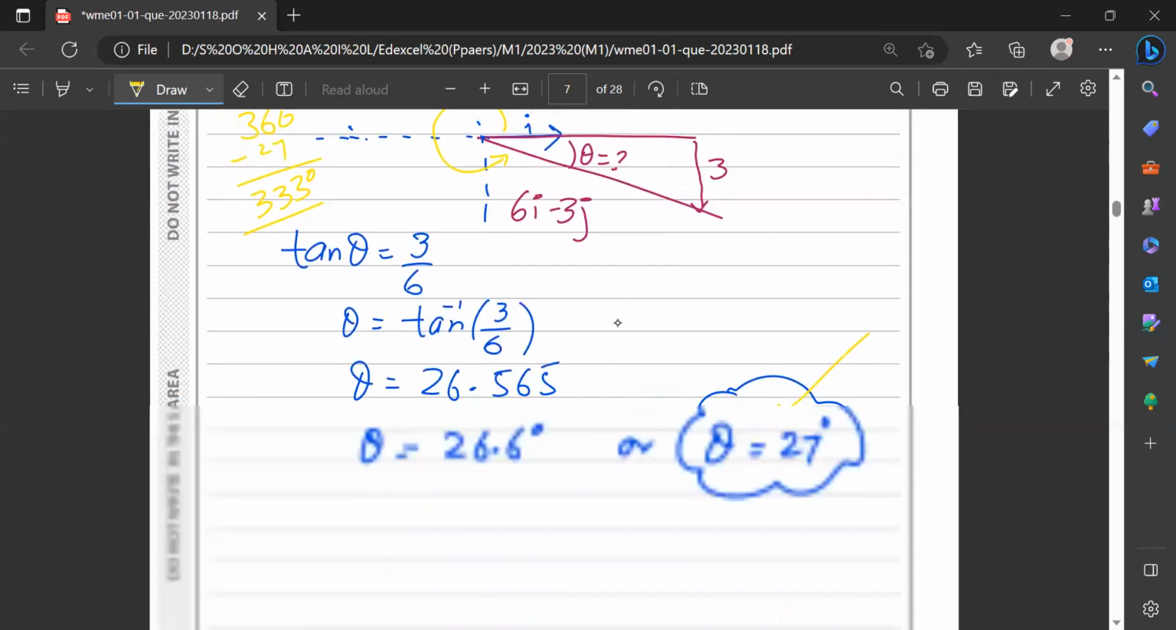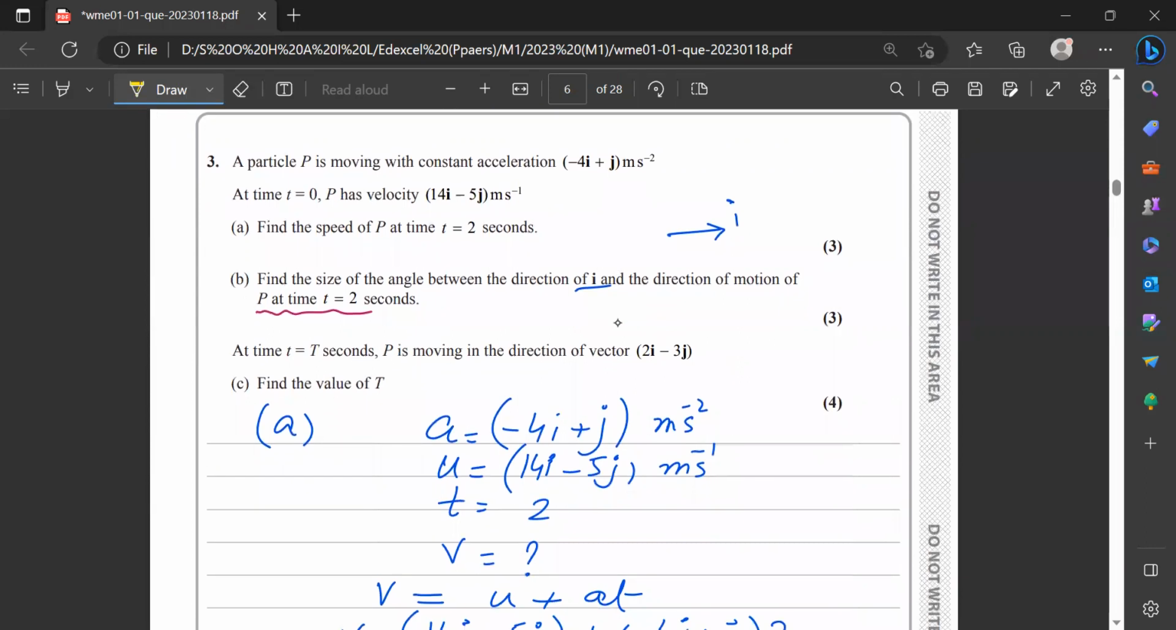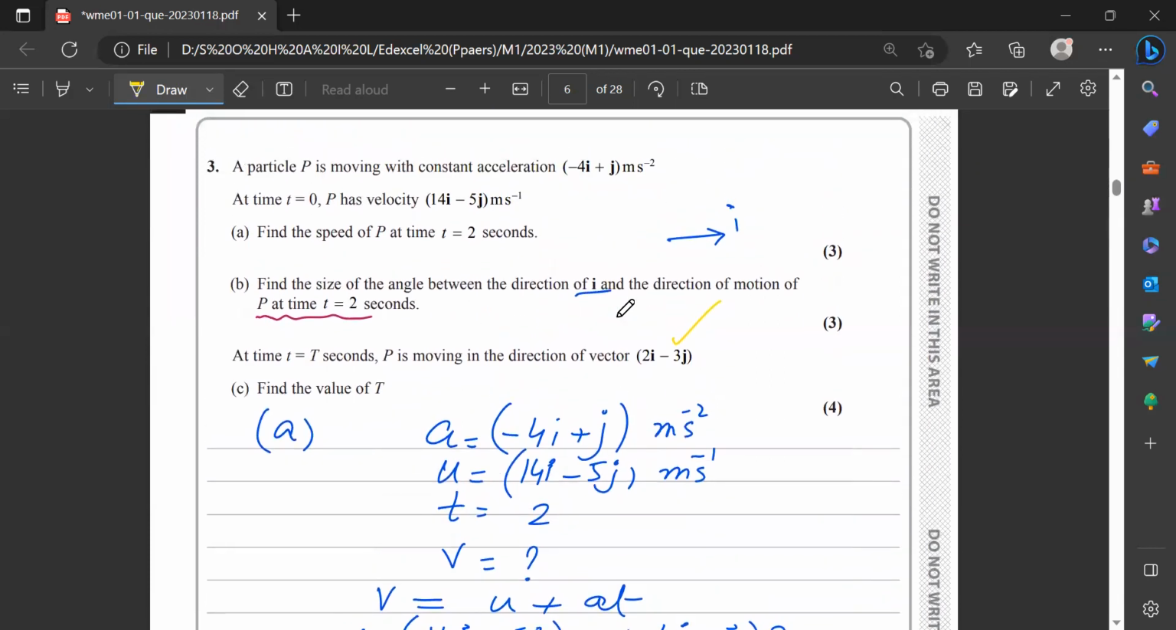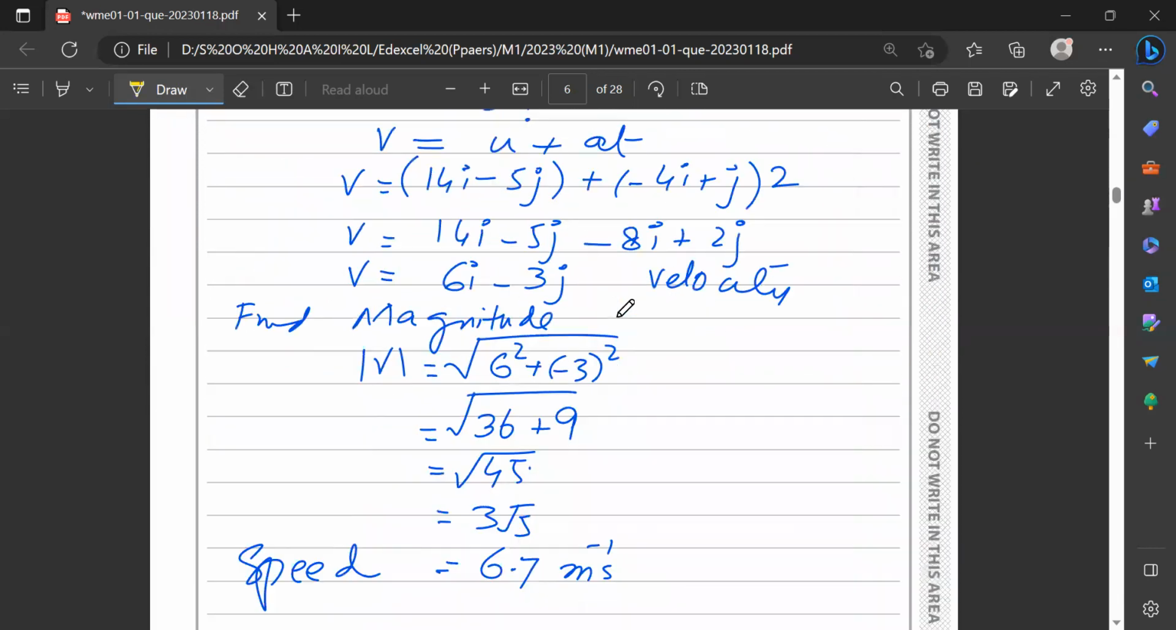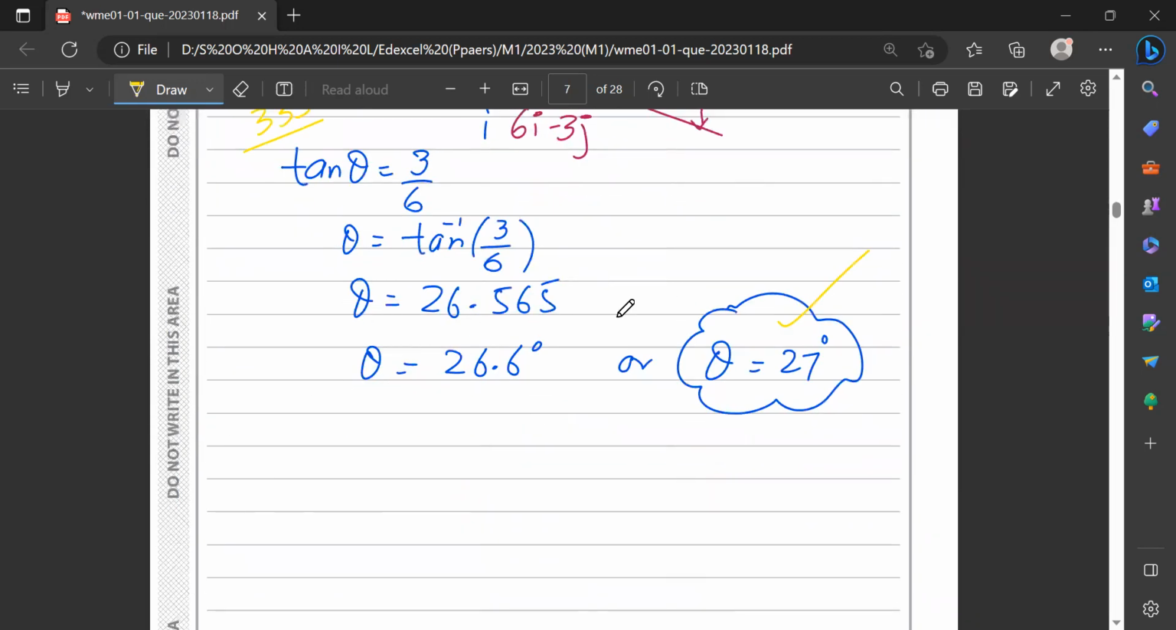This was part B. And the last part is: at time t seconds, P is moving in the direction of 2i minus 3j. This is the direction of motion of the particle when time equals t. Find the value of t. So for this, first we need to find the expression for the velocity in terms of t. So this is part C.